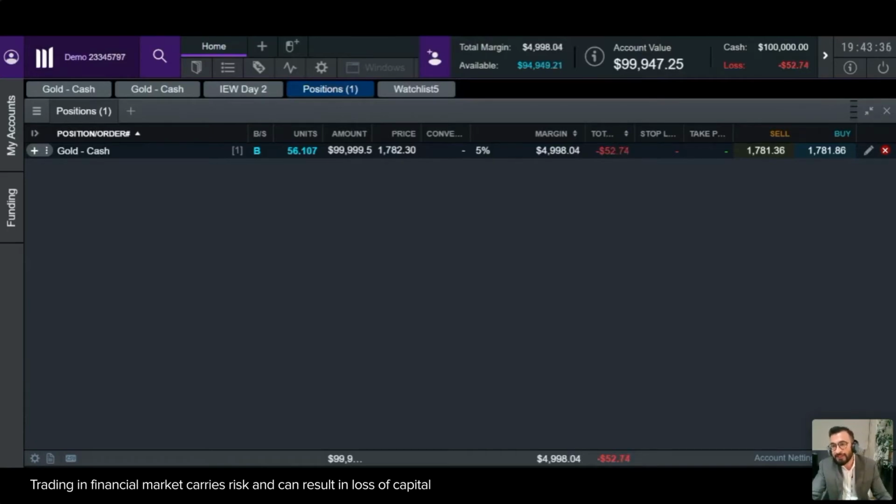Now, let's understand the first thing. When we see the profit and loss, look at my screen and look at your screens. I'm sure everybody can see the number of units. I have 56 ounces.